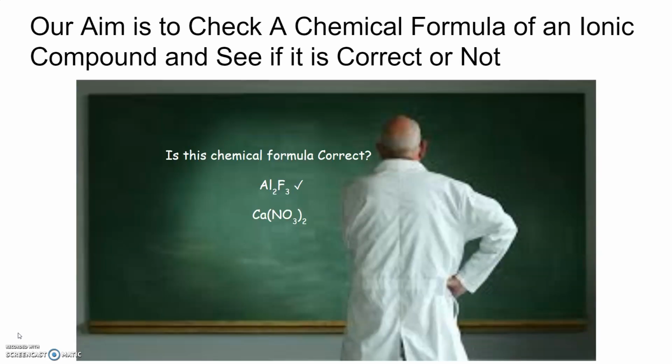So just to recap, the aim of this lesson is for us to be able to check the chemical formula of an ionic compound to see if it's correct or not. And if you recall from Part 1, in order for it to be correct, the overall charge must be 0, and the subscripts must be in the lowest whole number ratios possible, also known as the empirical formula.